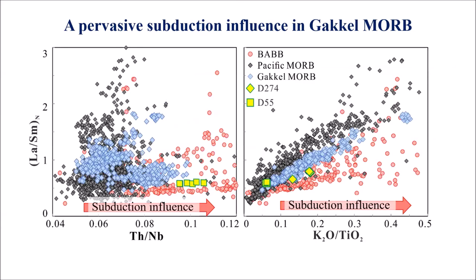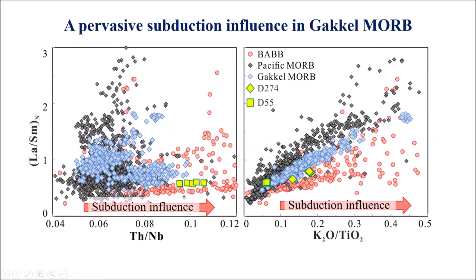Well, except for these two ratios, there is also clear subduction influence in other geochemical indices. Here we plot the lanthanum over samarium versus thorium over niobium and potassium over titanium ratios. As you can see, these gray diamonds are Pacific MORB. The red circles are Back-arc basin basalts with clear subduction influence. So we can see from these two groups that the subduction influence would likely increase the thorium to niobium ratios and potassium to titanium ratios relative to lanthanum and samarium ratios.